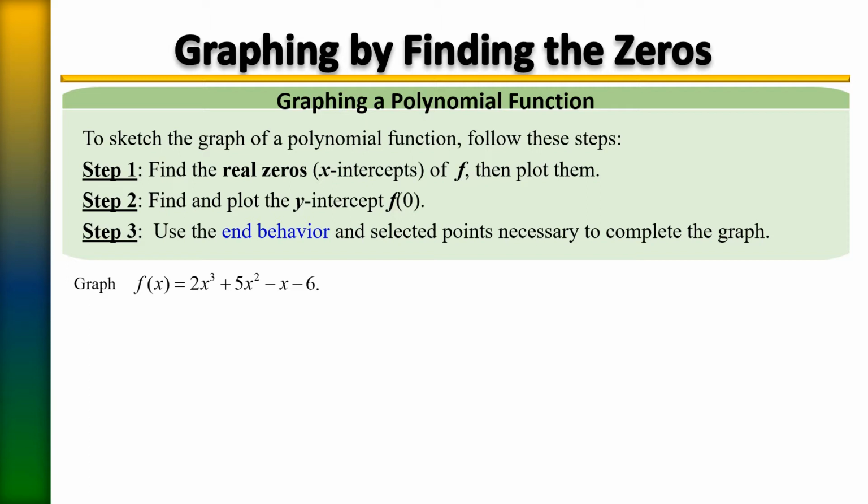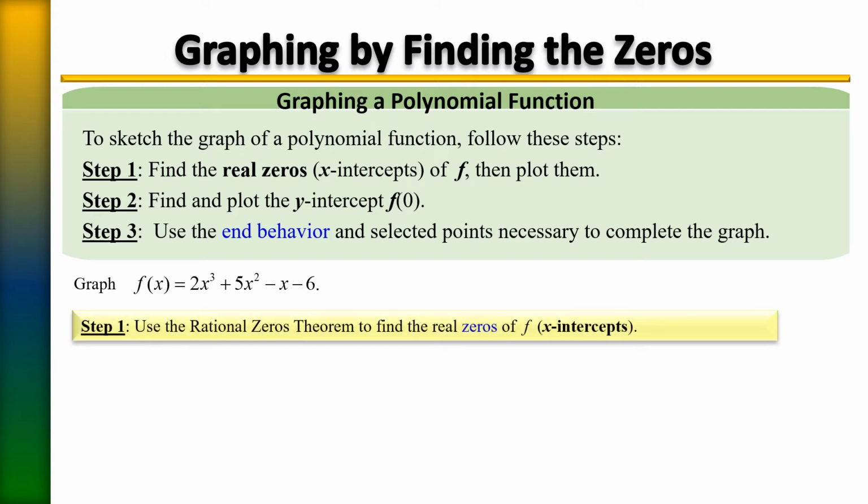Okay, so once you plot all of these points, the zeros and the x and y intercepts there, you'll then be able to, based on the leading coefficient and what type of polynomial it is, sketch the graph or see what the sketch of the graph would look like. So here we're given the graph f of x equals 2x cubed plus 5x squared minus x minus 6.